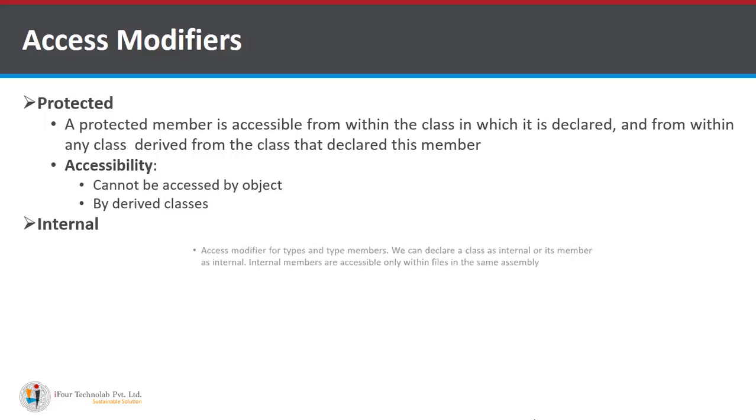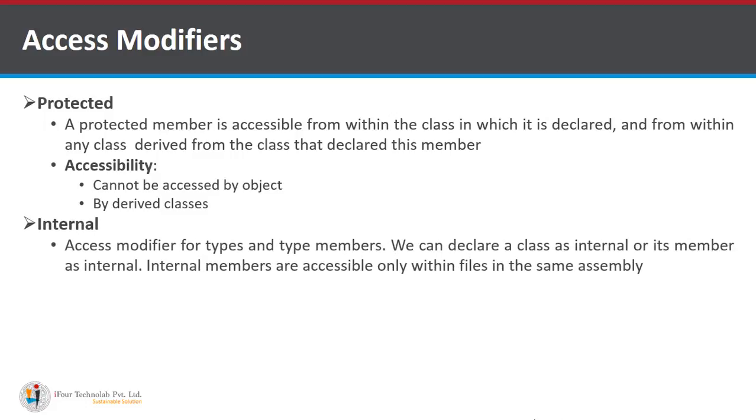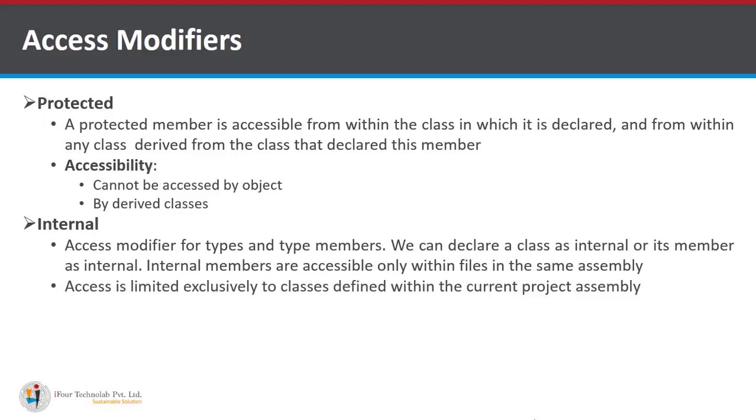Next one is internal. It is an access modifier for types and type members. We can declare a class as internal or its member as internal. Internal members are accessible only within files in the same assembly. Access is limited exclusively to classes defined within the current project assembly.